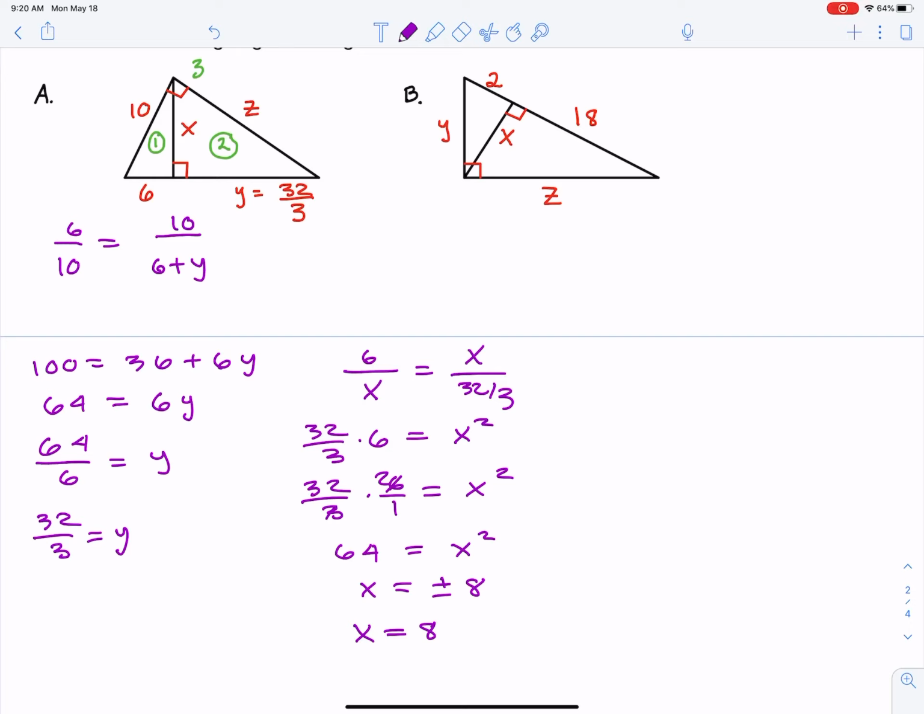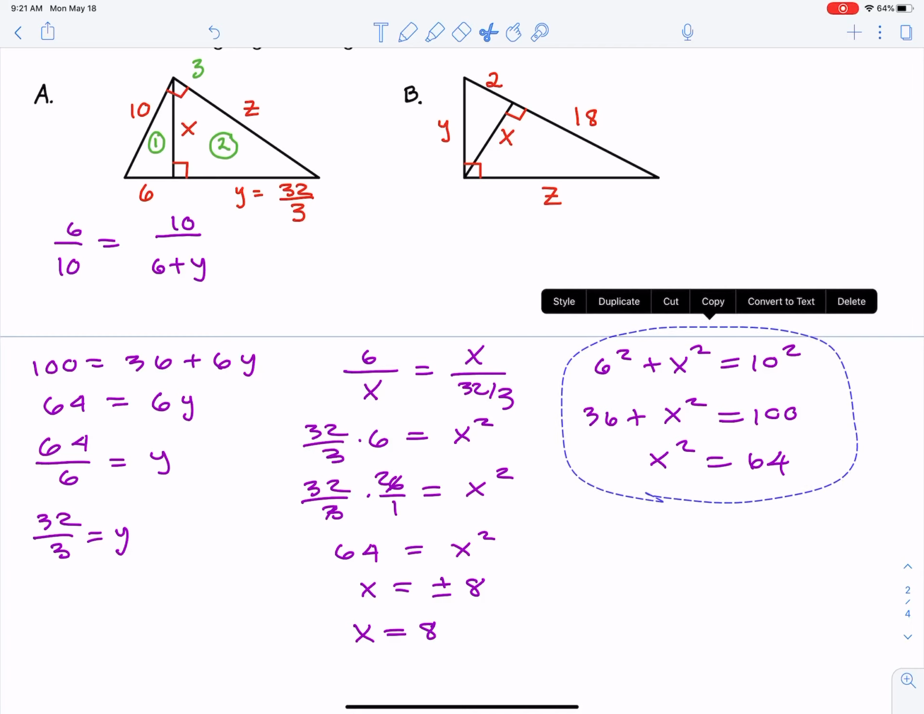Now, I do want to emphasize, that was fine and it worked great, but we could have also found x using the Pythagorean theorem. So I could have said 6 squared plus x squared equals 10 squared, and solved it that way. So 36 plus x squared equals 100, x squared equals 64, and we're back at this step. So again, either works. There isn't really any reason to box yourself in. If you've got multiple methods and you see one that's easier, then use it, unless you're being told specifically to use something else.